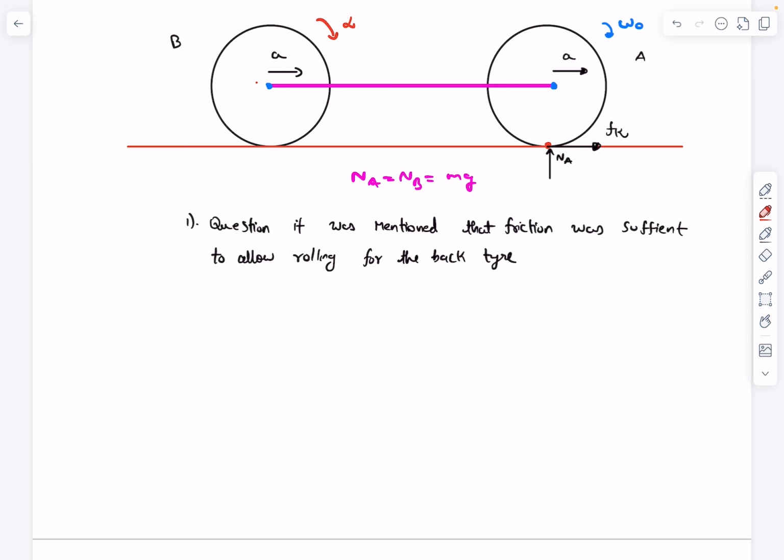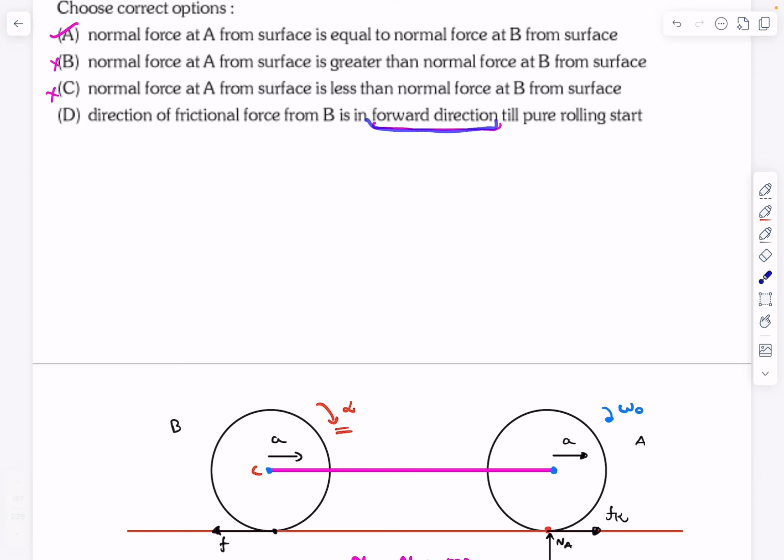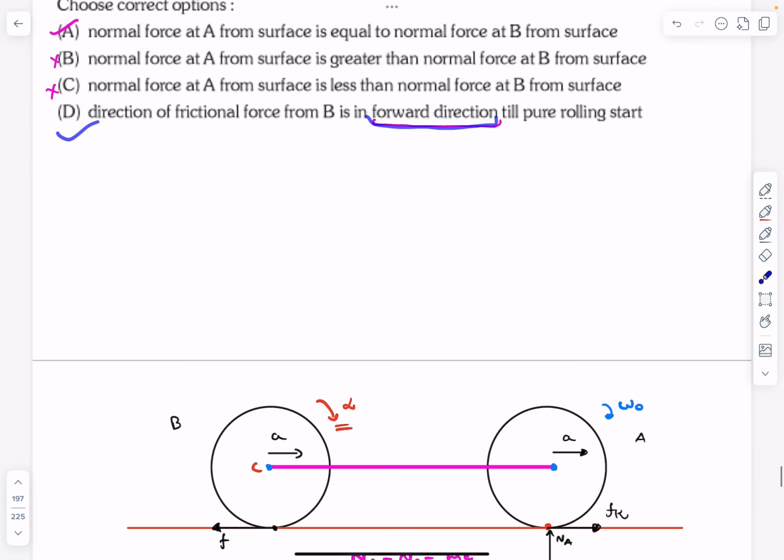Now if we observe with respect to the center of mass of disc B, and we want to ensure there is a clockwise angular acceleration, then the friction from the ground must be towards the left, because only then can it provide a clockwise torque about the center of mass. There is no other force providing any torque about the center of mass. So here the direction of friction is in the minus i cap direction. What they meant by forward direction is unclear, so we'll just leave this option as such.